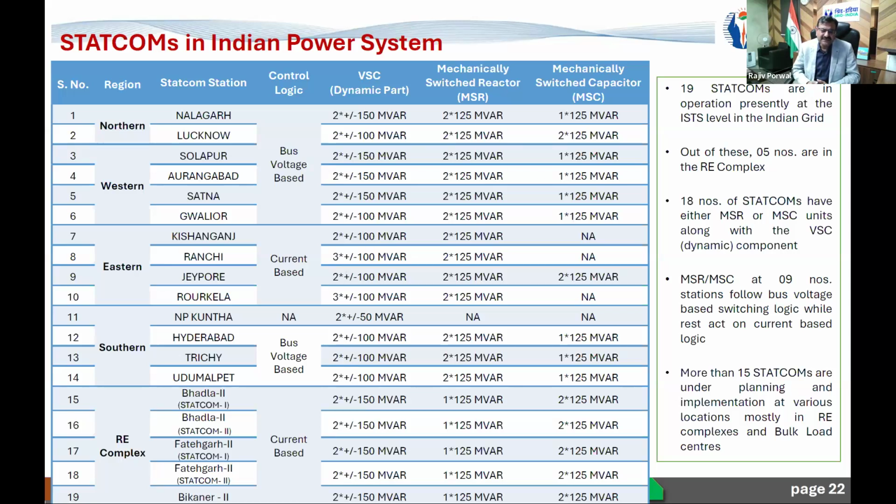Some of these STATCOMs are based on voltage switching criteria, and some have current-based switching criteria. What we have found is that wherever the current-based switching criteria is there, they have certain operational issues. We are going ahead with more than 15 further STATCOMs under planning and execution stage, mostly in the bulk RE complexes. So this will further increase our number of STATCOMs in the system.